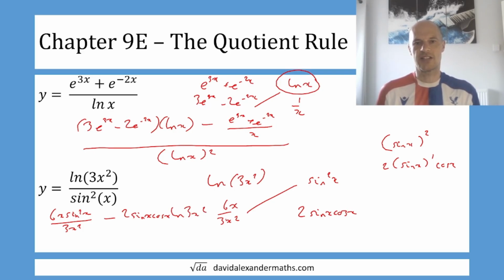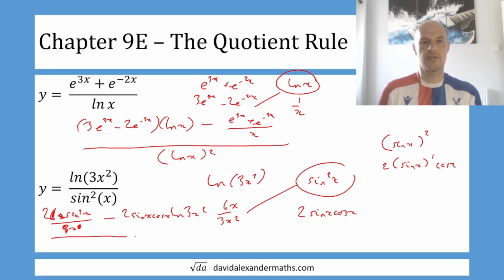Just realise the 6x over 3x squared can obviously be simplified. Just divide through by 3, so that's going to be 2, that's going to be 1, and we can also take out an x there as well. So that's now 2 sine squared x, and of course this is going to be all over sine squared x squared, and remember that the sine squared x is sine of x squared, so we can write that as sine of x to the power of 4 or sine to the power of 4x.